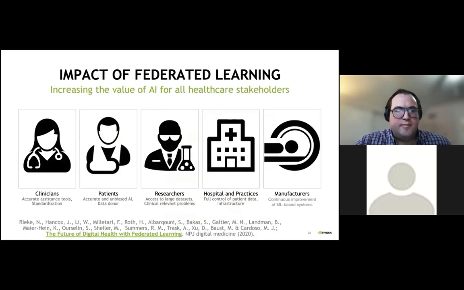If you're interested, we wrote a paper that goes into all the potential impacts and benefits of federated learning for different stakeholders, from clinicians to manufacturers. We really think that federated learning is basically a very practical tool that's important to scale up AI model development by making it practical that you can learn from very large and diverse data sets.